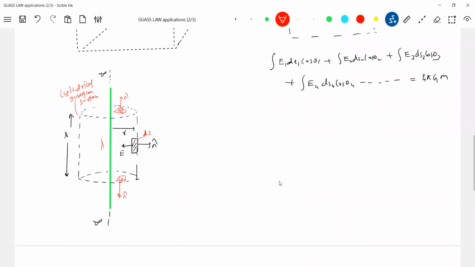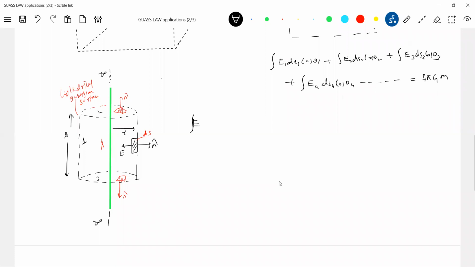What about E bar dot ds for this surface? It will be 0, because here E bar will be tangential to the surface, and n cap is perpendicular. So E bar dot ds will be 0 for this surface and for this one. Only for the curved surface it will be non-zero. So now I'll name them surface 1, 2, 3.